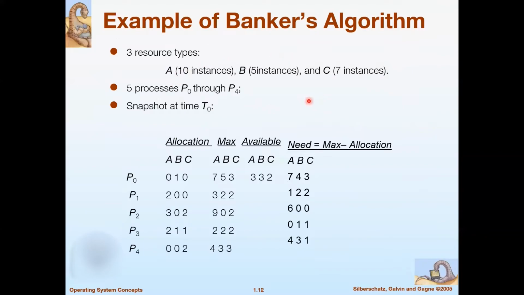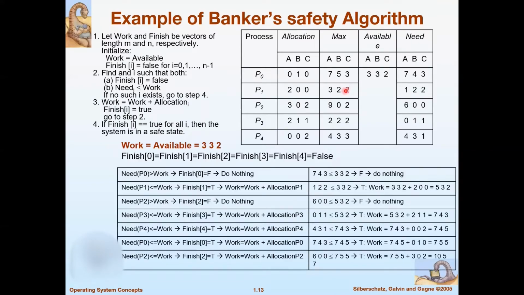That is, A has a total of 10 instances, B has a total of 5 instances, and C has a total of 7 instances. And after finishing all the processes in a system, all the processes release the resources, and we remain with the same number of resources. So we can say that the processes are successfully completed.